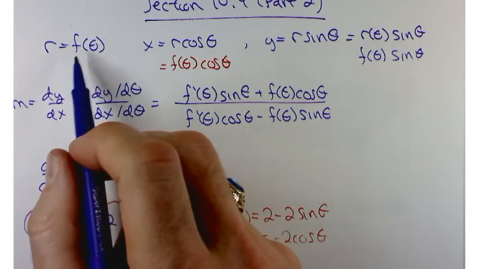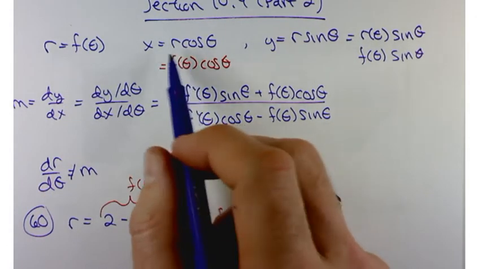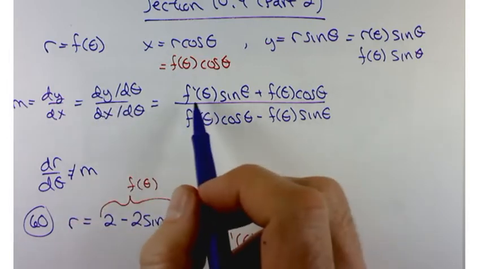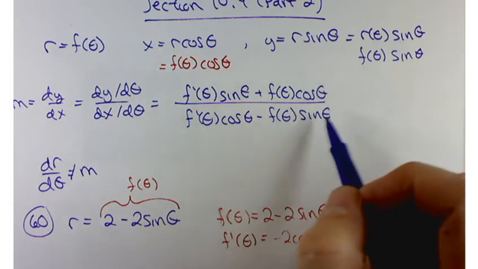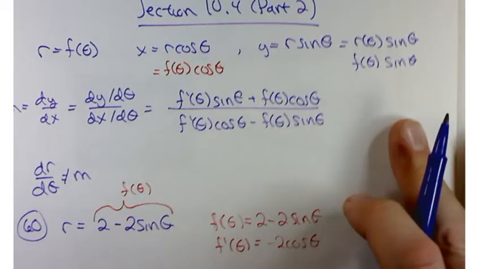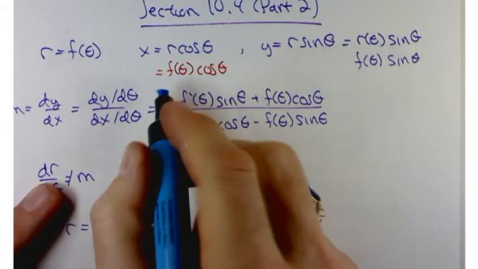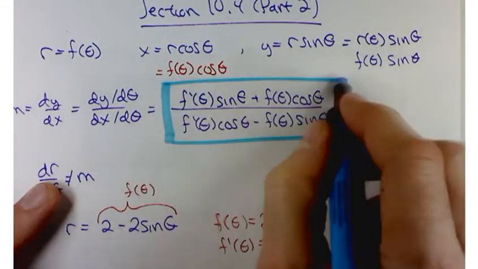R is f of theta, so you have x and y, dy by d theta, dx by d theta. You have to use a product rule for both of those. So that's your formula. One good thing you can do is write that down on the top of a test before you forget it. It's called a memory dump. Just write it down. Like, oh, you know what? I know I'm going to need that one. Write it down. There's nothing wrong with that.